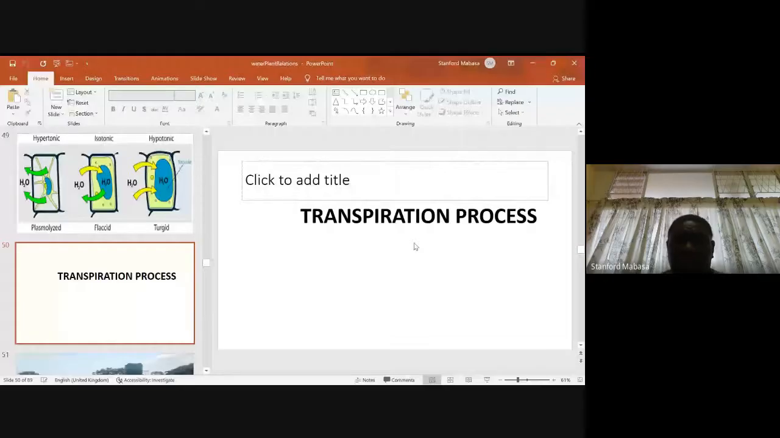So let us focus on the transpiration process. What is it? Basically, the transpiration process is the movement of water from the soil via the roots, stem, leaves, and finally into the atmosphere. So that complete process is the transpiration.